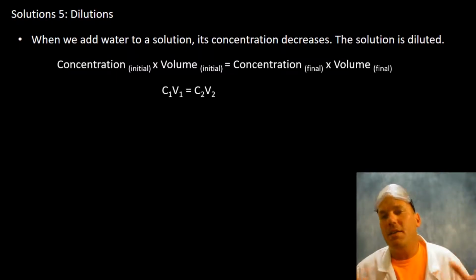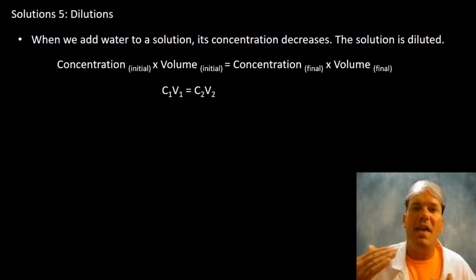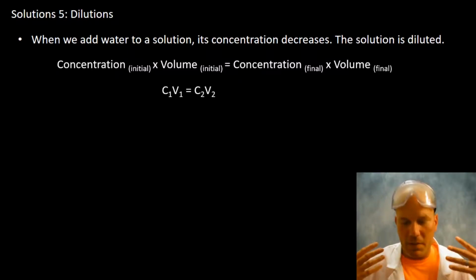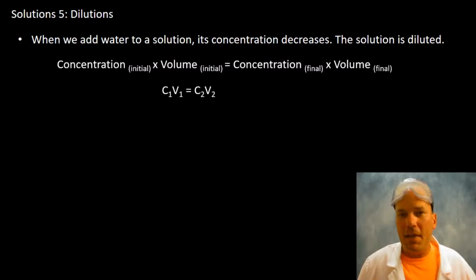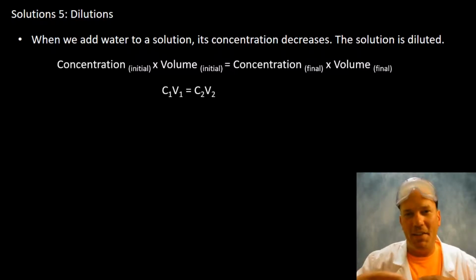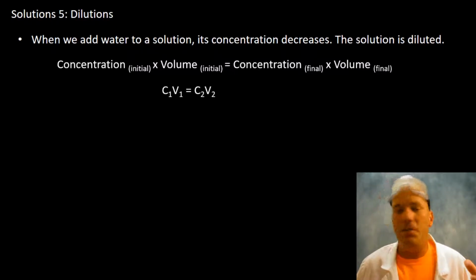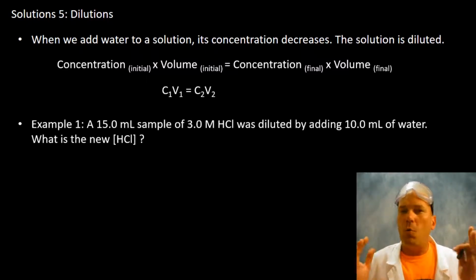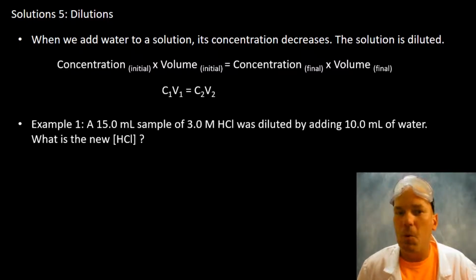You may find it in the textbook or online as M1V1 = M2V2, M for molarity. I use C because in biotechnology, we're using molarity, but we're also using 500X Fast Blast stains and all kinds of different concentrations. And this works for all of them. We're going to go right into example problem number 1.